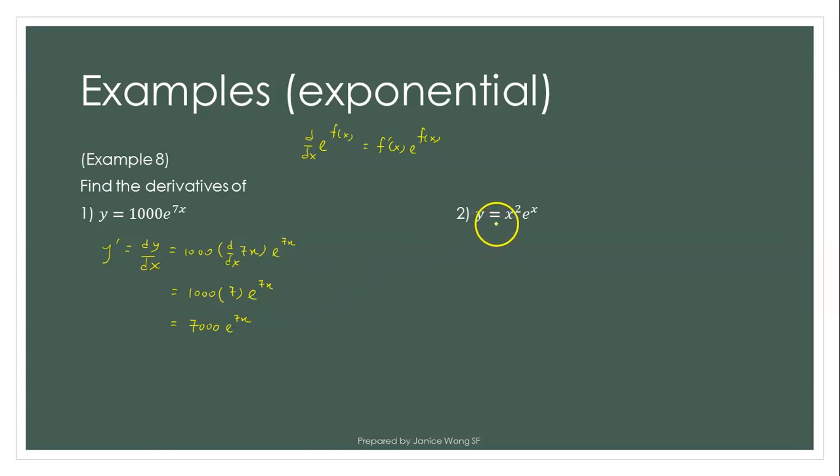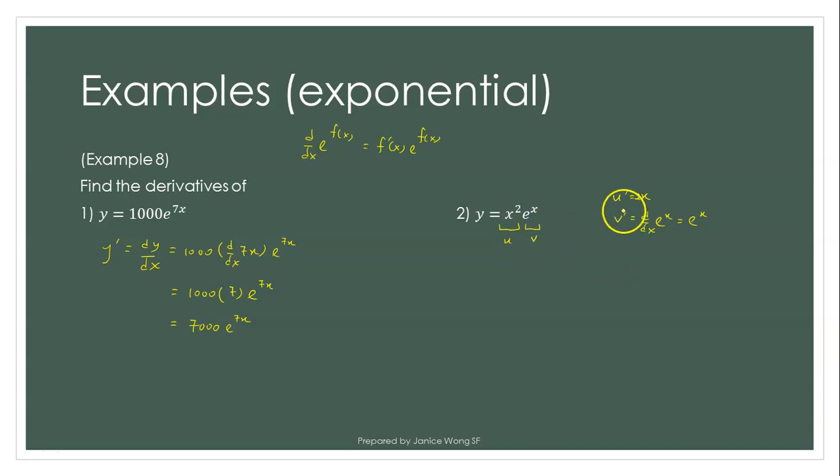For number 2, y equals x squared times e to the power of x. This is a product, x squared times e to the power of x. So we let x squared be u, e to the power of x be v. We need to apply the product rule. So u prime will be equal to 2x. V prime means differentiate e to the power of x, we get e to the power of x.